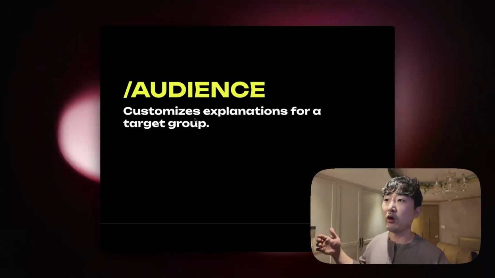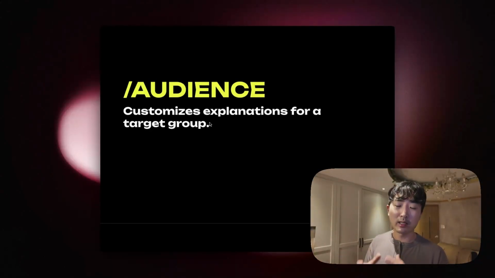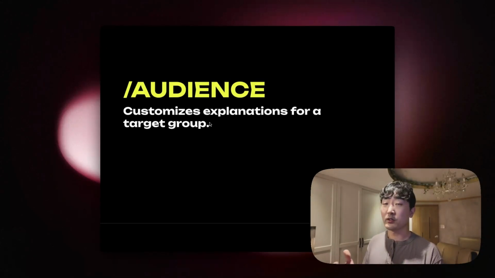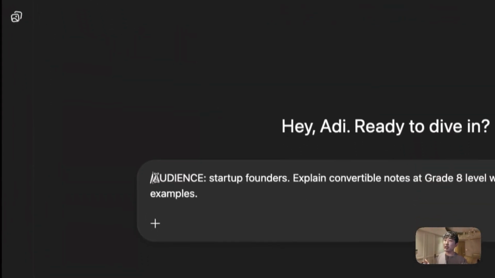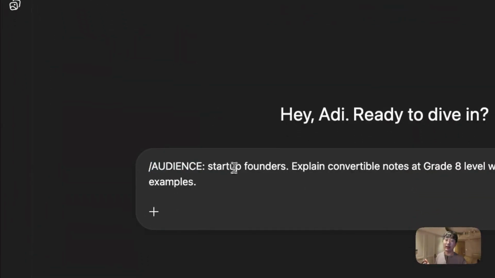Then next is audience. Audience customizes your explanation for a given target group. As you can see, there's a pattern here when it comes to prompt tags related to personification. An example here would be I would put the tag audience and I would tell it what the audience is, startup founders. Now, the more specific you get with this, the better the output.